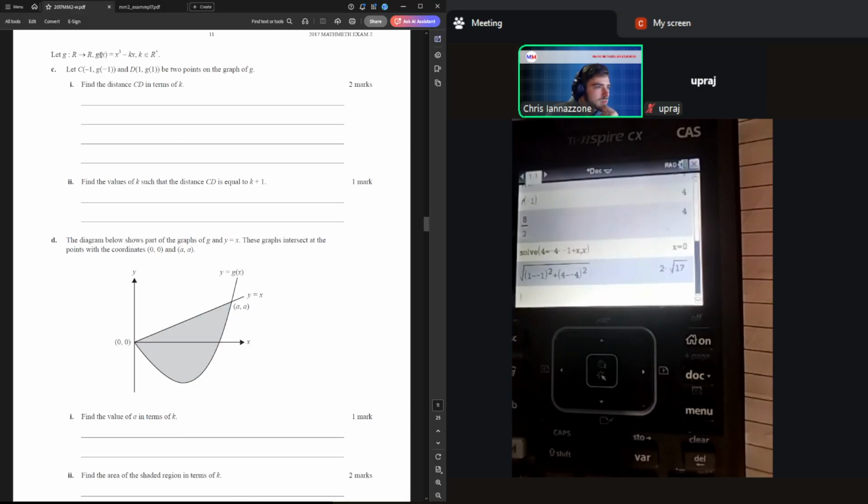Part C, we have a new function, kind of, just replacing one of the coefficients with k. Same points on the graph, well, at least the same x locations. Again, finding distance, but this time it's going to be in terms of k.